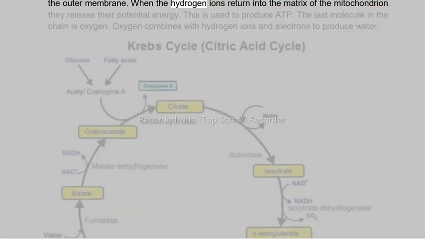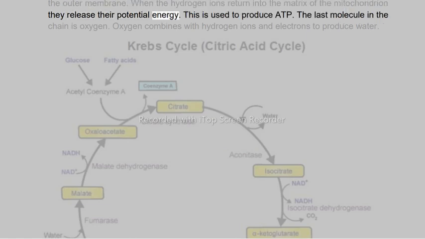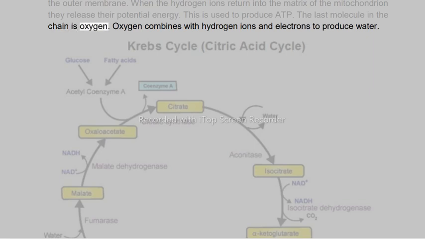When the hydrogen ions return into the matrix of the mitochondrion, they release their potential energy. This is used to produce ATP. The last molecule in the chain is oxygen. Oxygen combines with hydrogen ions and electrons to produce water.